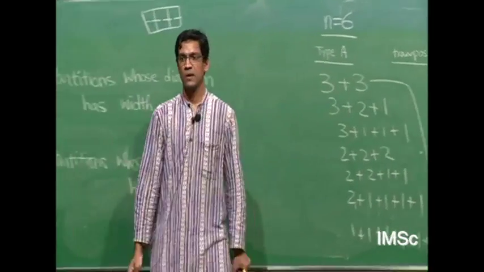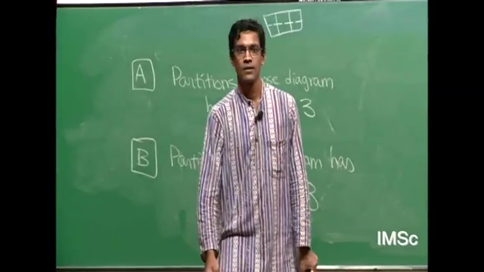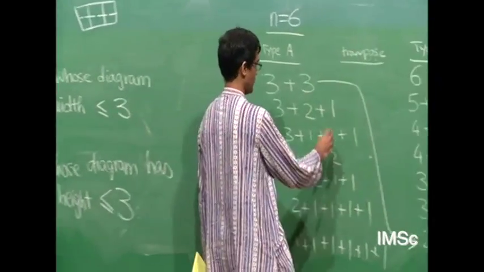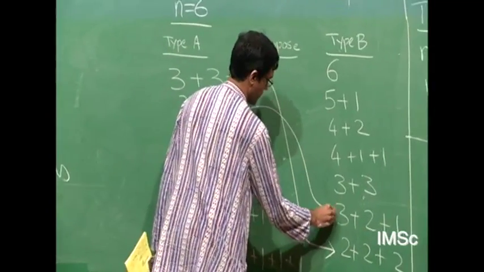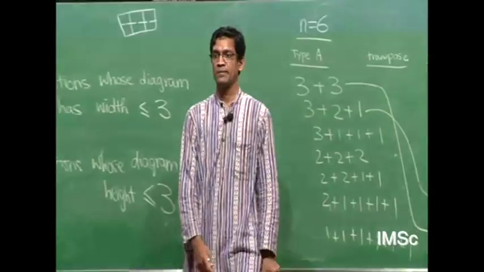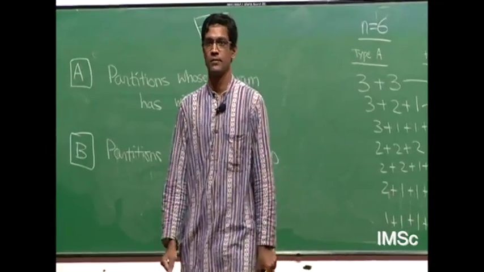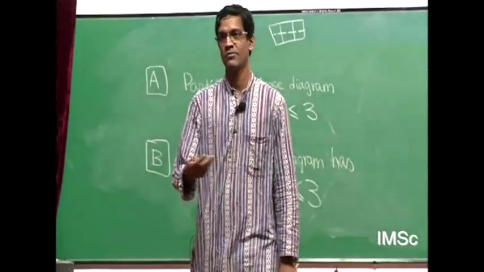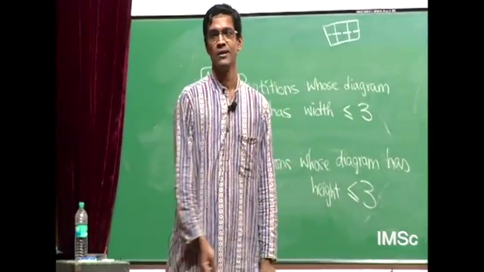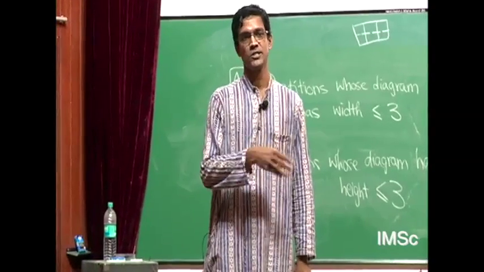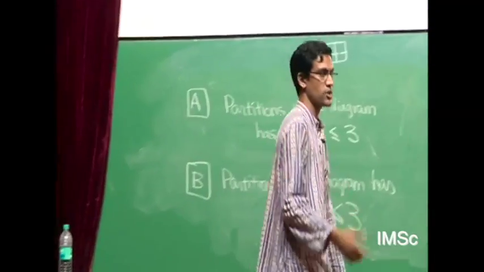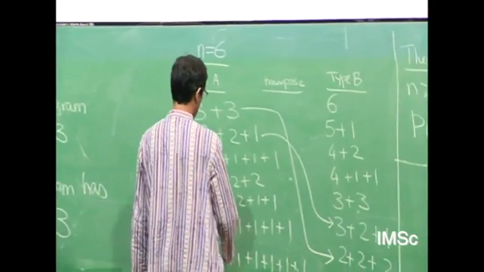What's the transpose of 3 plus 2 plus 1? It's itself, right? So this is sometimes what's called a symmetric partition, in analogy with symmetric matrices, because it's somebody which is its own transpose. Transposing it doesn't change it. Okay, what is 3 plus 1 plus 1 plus 1?